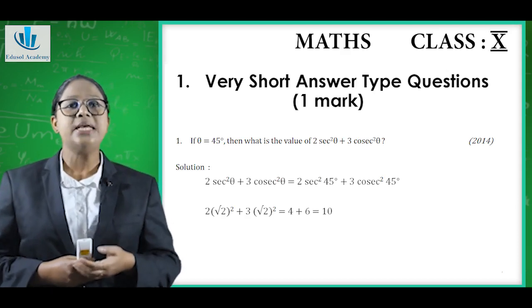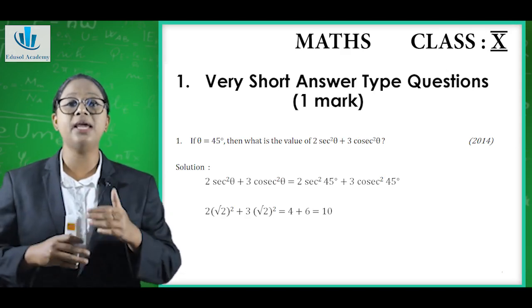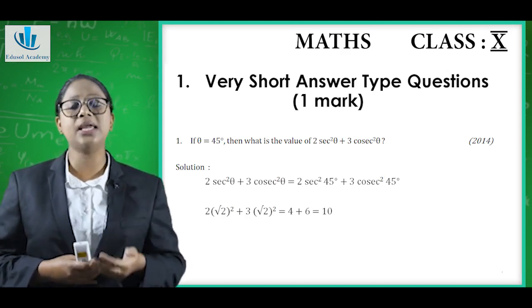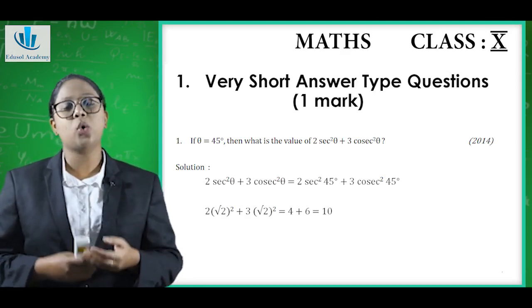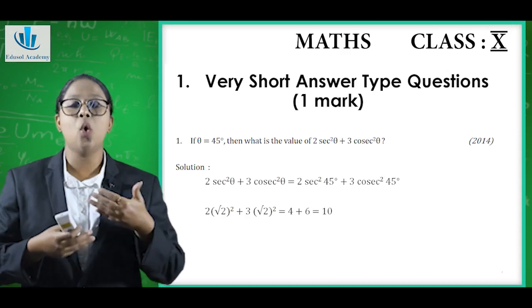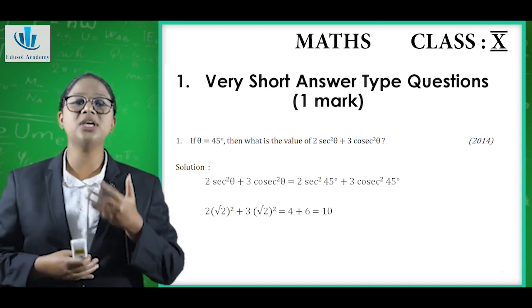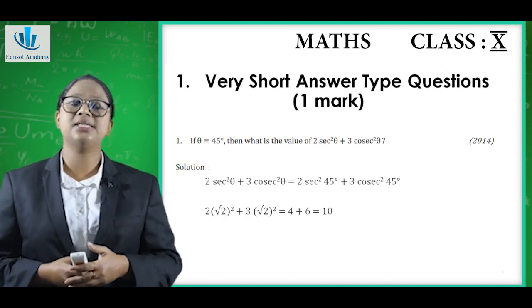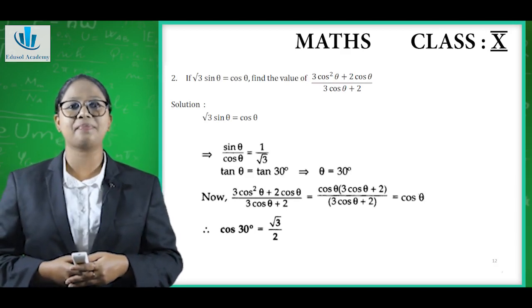What is sec 45 and what is cosec 45? We know that sine 45 is 1 by root 2, so cosec 45 will be its reciprocal, that is root 2. Similarly, sec theta is equal to 1 by cos, so 1 by cos 45 will be root 2 again. So putting the values and calculating, we got the final value as 10. Moving on to the second question.